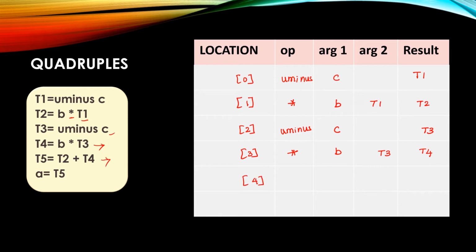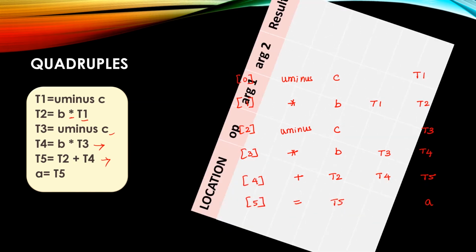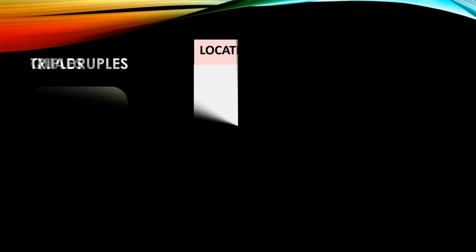And for this expression, it is stored in the location 4. The operator is plus, the first operand is T2, the second operand is T4, and the result is stored in T5. And for this expression, it is stored in the location 5. Operator is assignment operator, first operand is T5, and the result is stored where? It is stored in A. So this is quadruple representation.